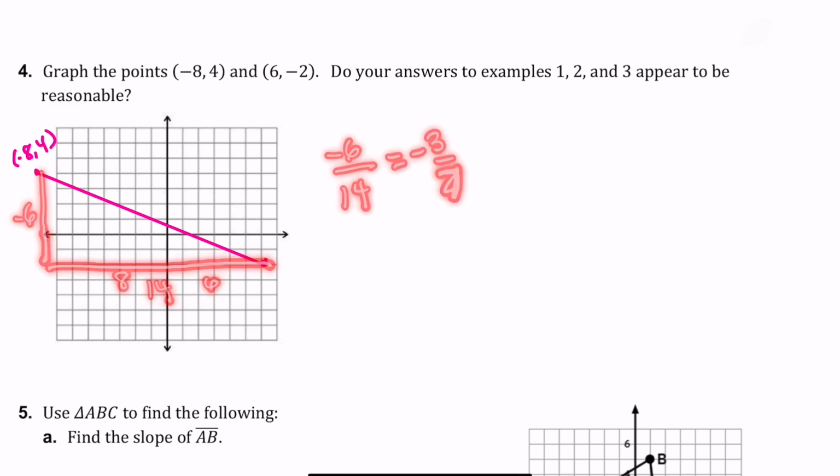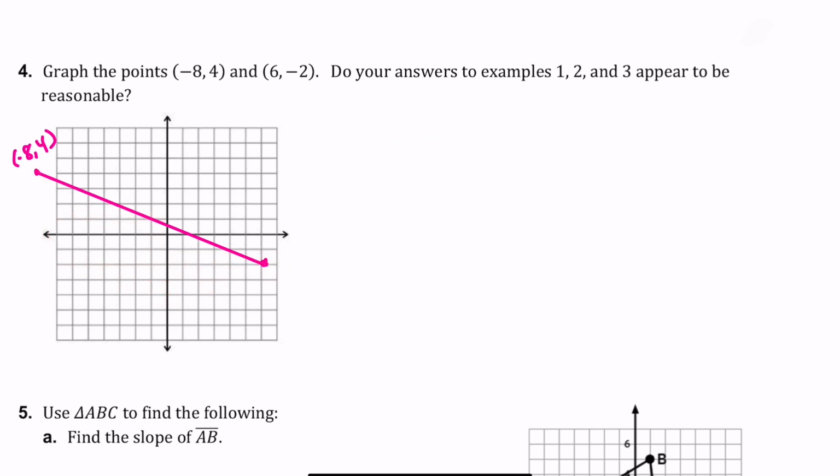So if I went down 3 and over 7, it's going to cross at this point here. Down 3 over 7 again, it's going to cross at my end point. And so that, yes, that is a reasonable answer.